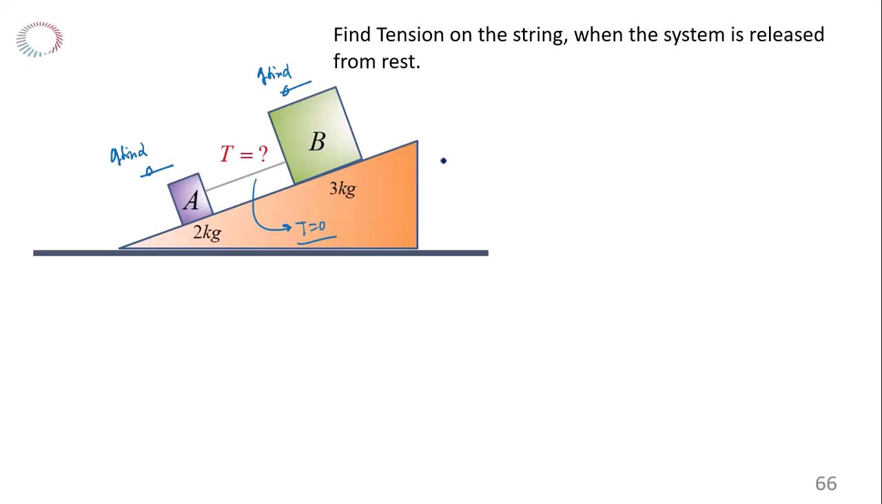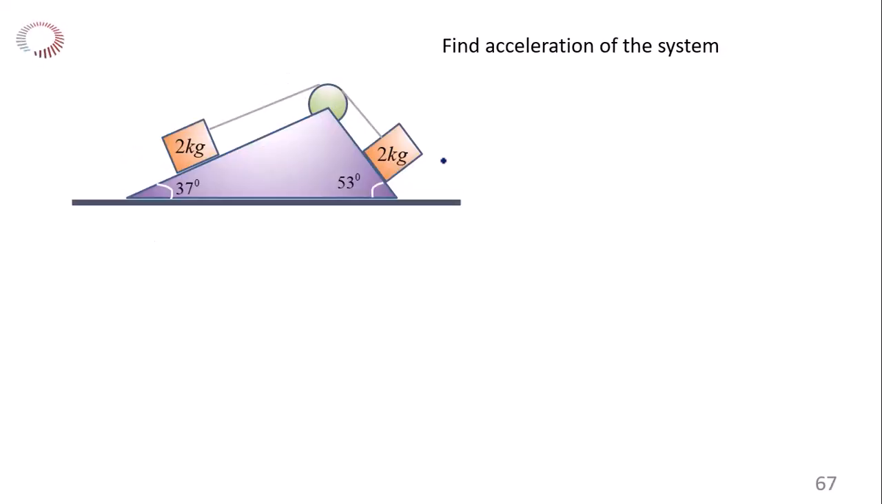There will be different acceleration, and in that situation only there is a contact force or a tension force. Now find the acceleration of the system. Whenever this type of pulley block system is there and you are asked to calculate the acceleration, first of all calculate the net force acting on the system.